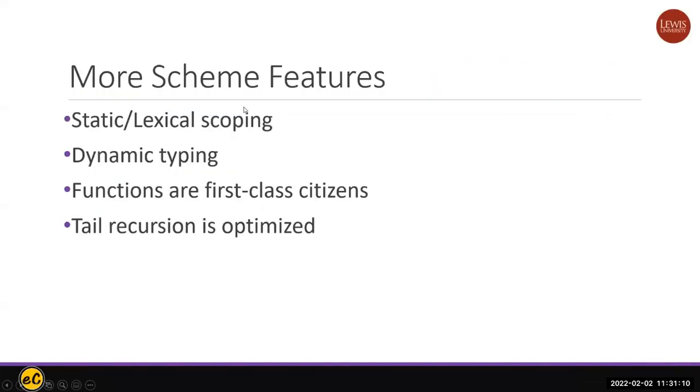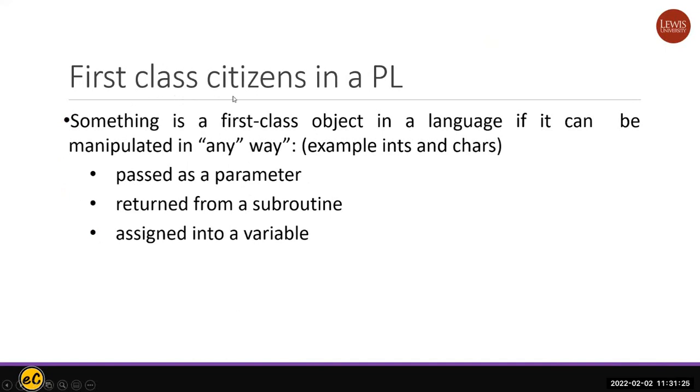And then Scheme features: you have lexical scoping, dynamic scoping, typing, functions as first-class citizens, and tail recursion optimization. So we encourage tail recursion, and we have these different rules. A first-class citizen in a programming language is something you can pass as a parameter, return as a result from a subroutine, and also assign to a variable.